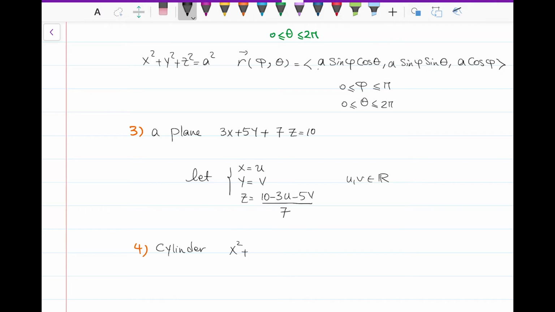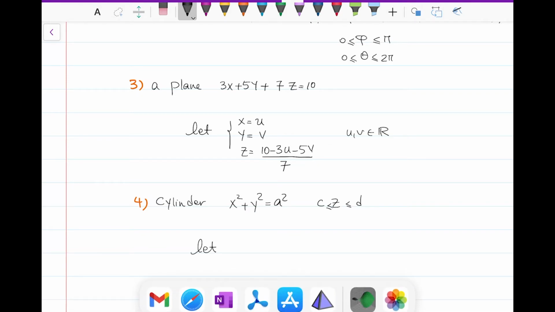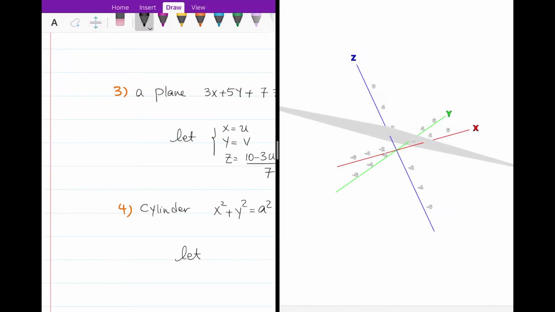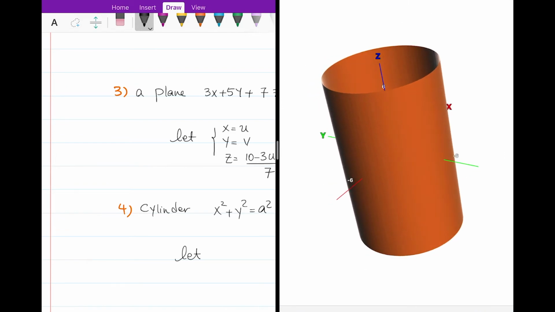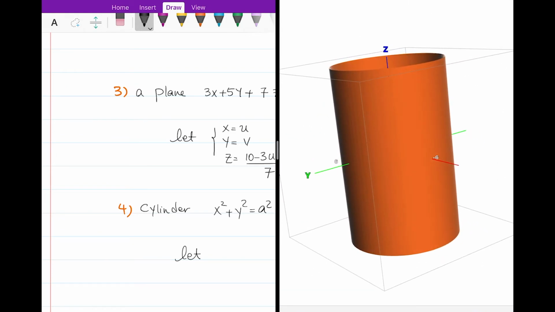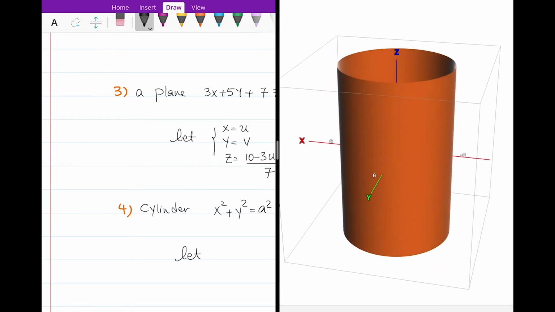A cylinder has an equation like this: x squared plus y squared equals a squared, and the third coordinate z is between c and d. Okay, for that, let me show the graph first. The cylinder, that was the plane. This is a cylinder. This is a cylinder of radius 5, as you see, and z is between -7 and 7. Okay.